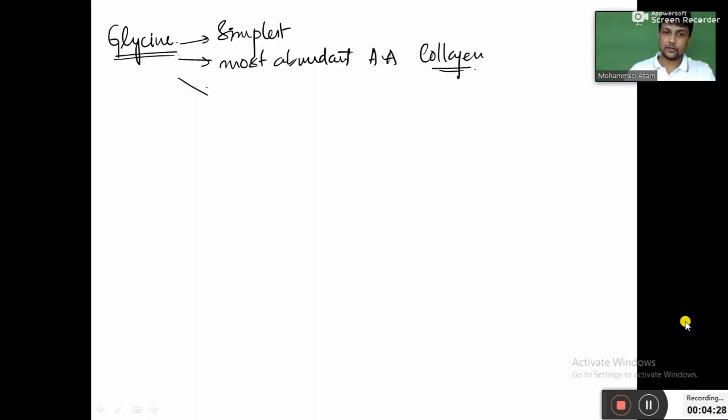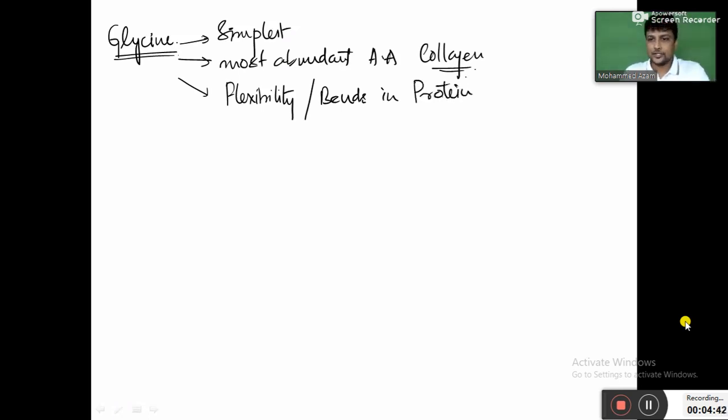The third point you have to remember is the flexibility of the protein, or the bends in the protein. The flexibility or the bends in proteins are due to which amino acid? Glycine. So glycine is the simplest amino acid out of 20, and it is the most abundant amino acid in collagen protein. And whatever flexibility or bends you see in proteins are due to glycine, guys.